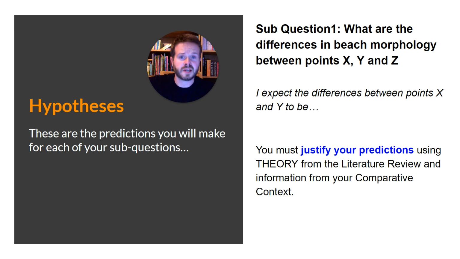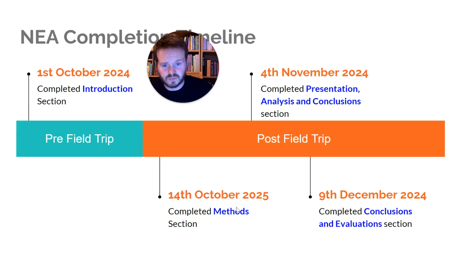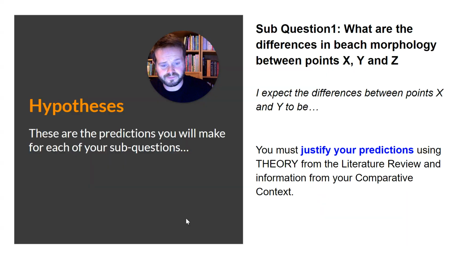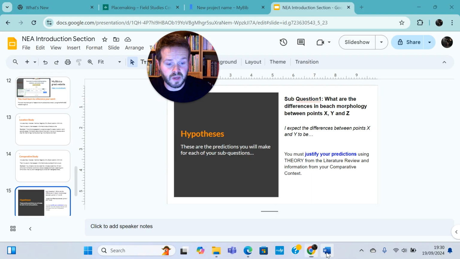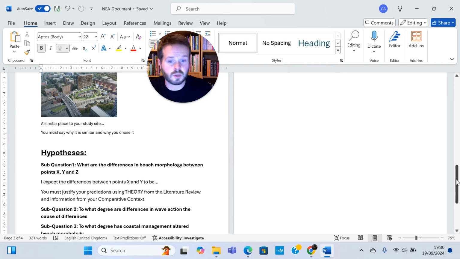What was seen at this study site is also what I expect to see. So your justification for your predictions needs to involve both theory, your theoretical justification, and your place-based justification as well. You need to do that per sub-question, okay? If you do all of that, then you are looking at a level 3 intro section, but you have to do it well.